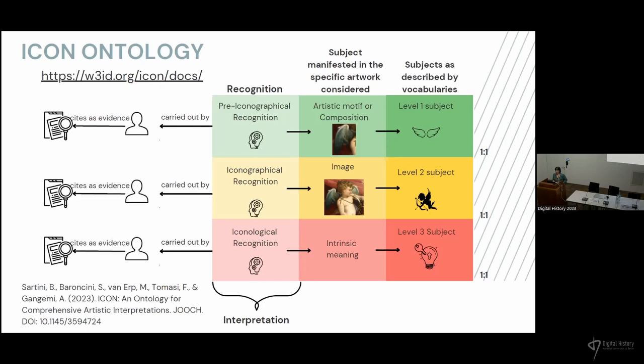We structured it in three levels. So there's a recognition that can be made at each level, identifying one subject of the levels we have seen in the previous slide, and details of the assertions can be provided for each recognition. So for example, you can say the person responsible, the evidence cited, and the source of the information. And the overall interpretation is obtained by a composition of the single recognitions.